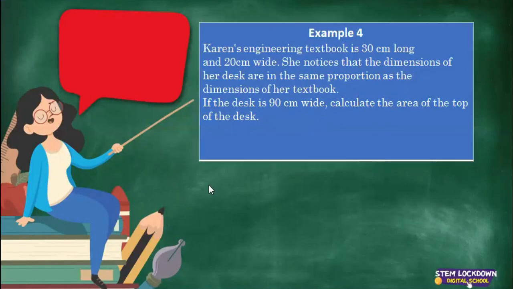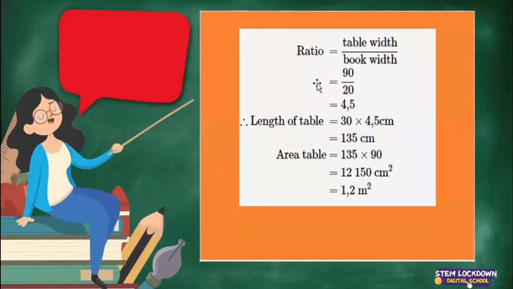Now we are saying the ratio equals the table width over the book width. So 90 over 20 gives us 4.5. That is the proportion by which the table and the textbook are related. That is how they are connected. So from there, the length of the table will be 30 multiplied by 4.5, which is 135. And from there, you can find the area of the table.